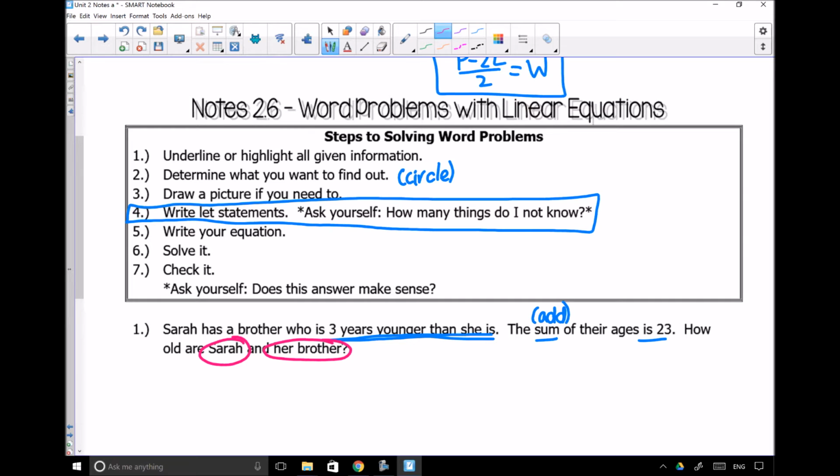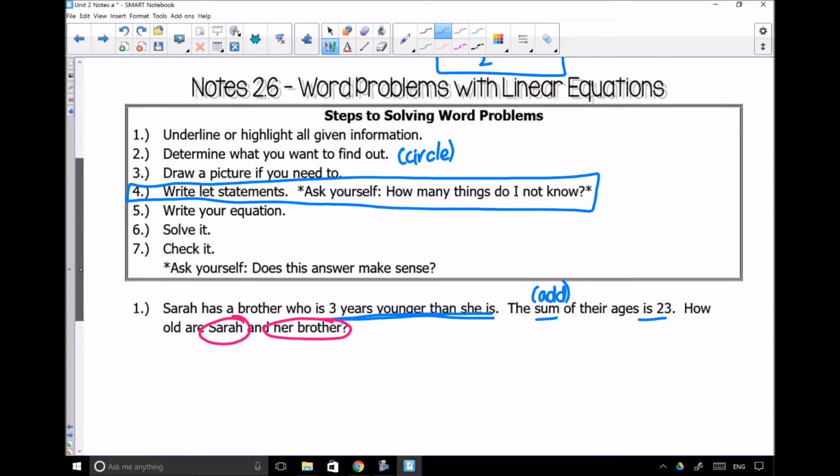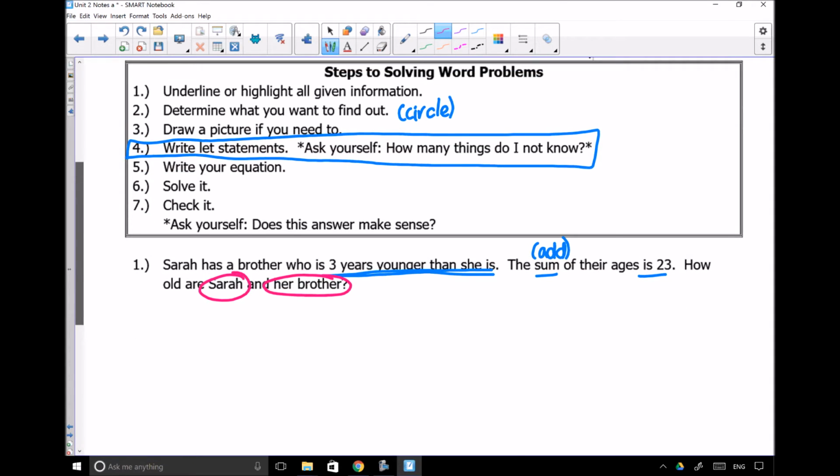Okay? Step 4 says to write your let statements. This is the most important thing. Ask yourself, how many things do I not know? So when I look at this problem, I realize, well, there are 2 things I don't know. I don't know how old Sarah is, and I don't know how old her brother is. So I'm going to write 2 let statements because there are 2 things I don't know.